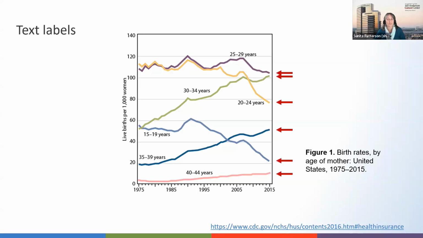The individual curves represent age ranges of the mother. The curves are distinguished from each other with color, and each curve is labeled directly. When there's room, putting information on the figure itself, like this, rather than in a color key or in the figure legend, makes it easier for readers.